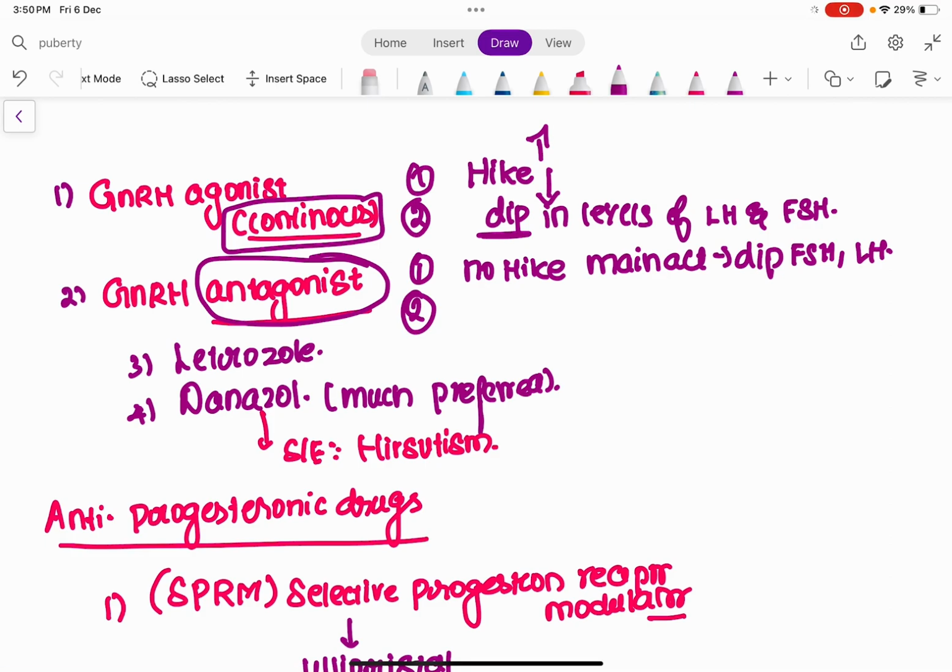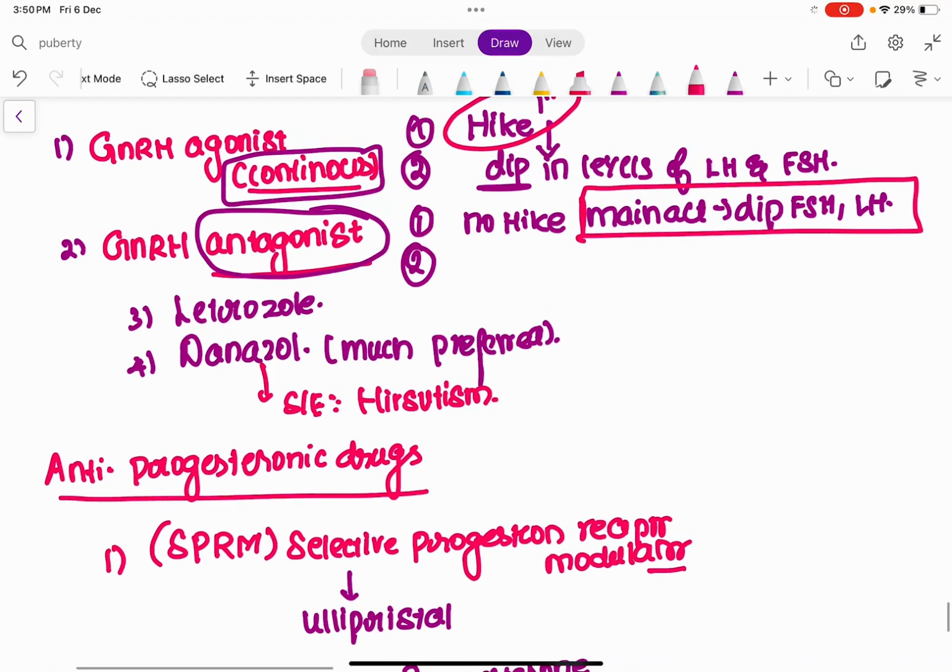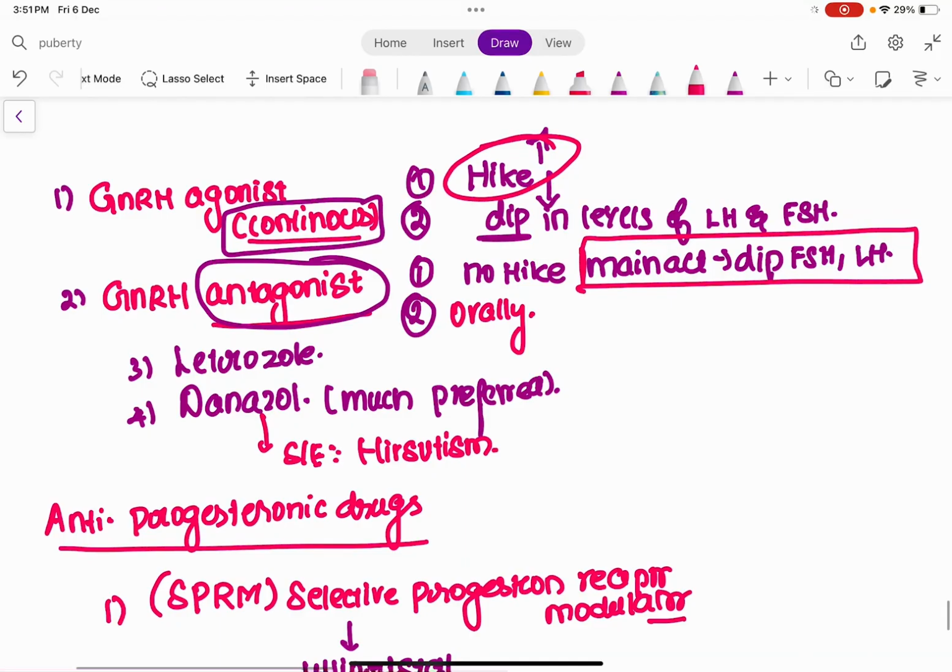So preferably between these two drugs, I'm going to select the GnRH antagonist because its main function is inhibitory, right? Initially itself it is going to cause a dip. There is going to be no hike when compared to a GnRH agonist given in a continuous fashion. Is that clear? And the major point is that this GnRH antagonist can be given orally. But the GnRH agonist, which is given in a continuous fashion, cannot be given orally. It is not orally administered.